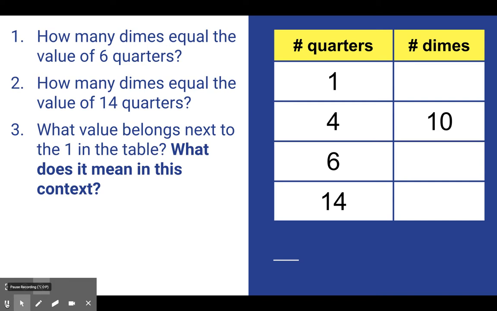Number 2 says, how many dimes equal the value of 14 quarters? So if I had 14 quarters, let's think about how much money that is. How many dimes would that be equivalent to? Let's go ahead and share out your answer. You can pause the video here briefly.